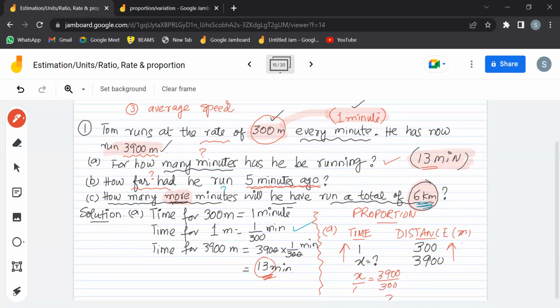And quickly you can read that answer, which we obtained previously. So 13 is the answer. So 13 minutes is the answer, same as before. Here I applied the unitary method. Now with the help of proportion, I solved the same question.